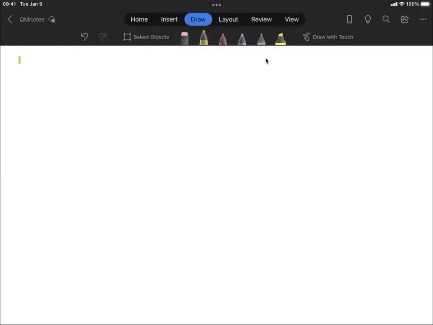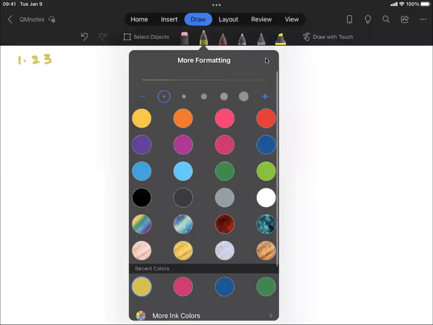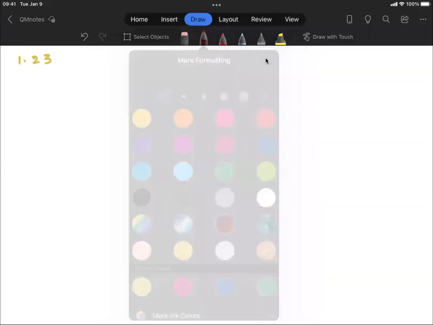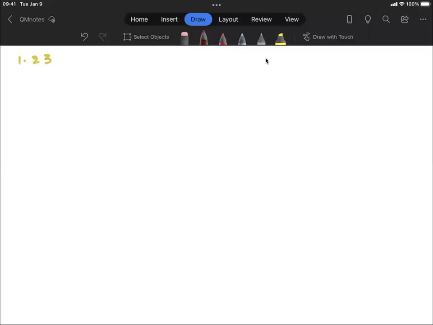Now let's work with question 1.23. Change the color, this looks pretty dull. Okay, so we are asked to simplify the expressions.